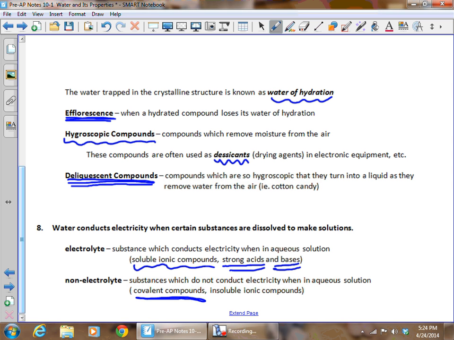Covalent compounds. Sugar is an example of a covalent compound that will dissolve in water, and if you try to conduct electricity through that water-sugar solution, it will not conduct. Insoluble ionic compounds, if they don't dissolve in the water, they're not going to produce the ions and they're not going to conduct electricity. And we'll talk more later about looking at different kinds of compounds and deciding whether they're ionic, knowing that if they're ionic or they're a strong acid or base, they're going to be an electrolyte, and otherwise they're not.